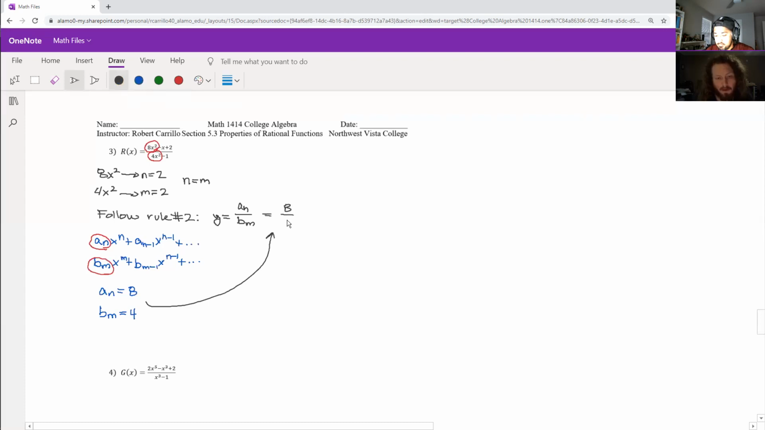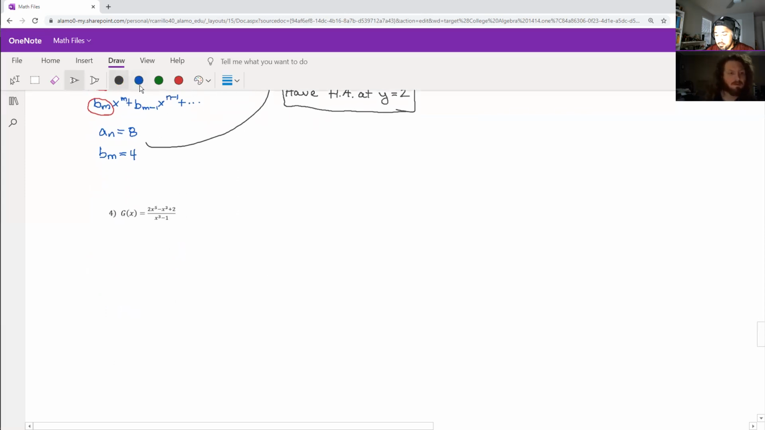8 over 4 equals 2. So we have a horizontal asymptote at y equals 2. All right.